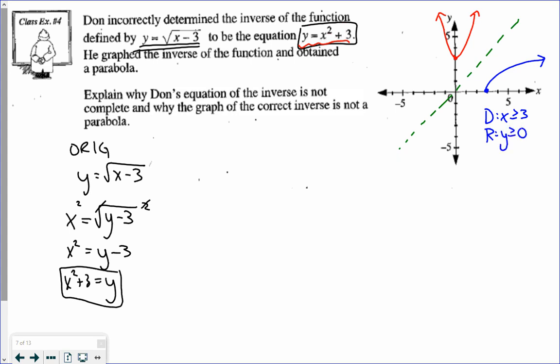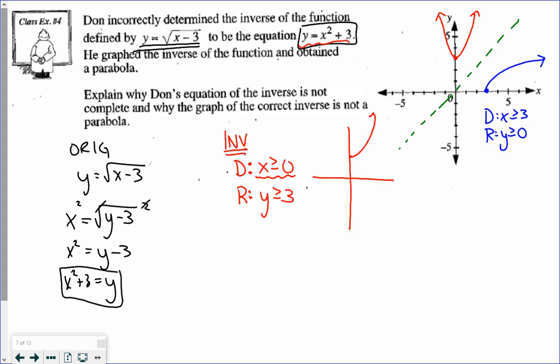So remember, for my inverse domain and range, I'm just going to switch my original domain and range. So my original domain is going to become my new range. My original range is going to become my new domain. So when I look at this now, okay, this is the image, but it says x has to be greater than 0. So this is the only part of the graph I'm allowed to give. I'm not allowed to graph that part because these x's are less than 0. These x's are greater than 0.